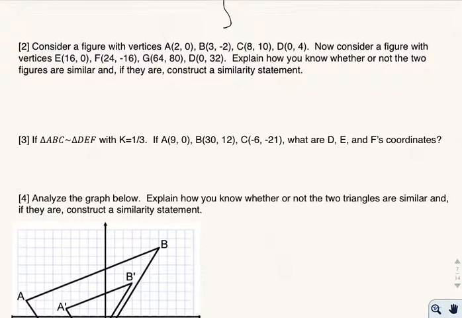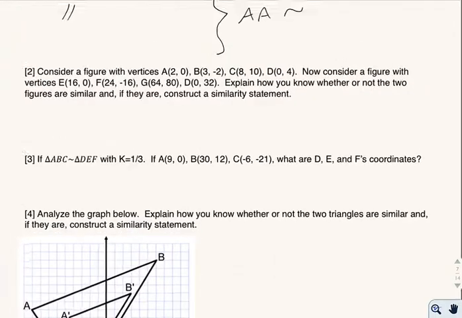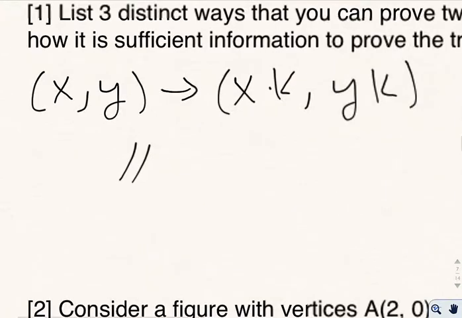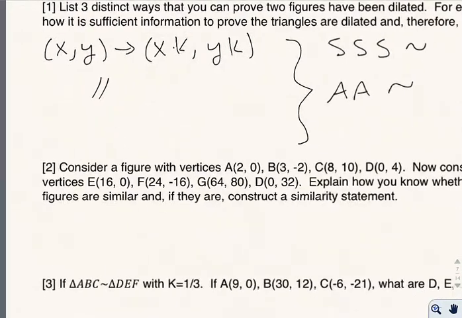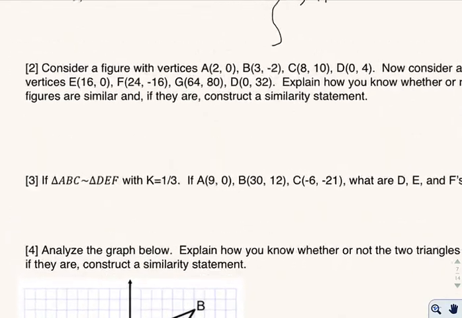So here's the meat of it. So consider this figure with these vertices, and I consider image with these other vertices. Explain how you know whether or not they are similar, and construct a similarity statement. So what I'm really trying to decide is, well, how am I going to prove a dilation? Dilations are going to give me similarity. So what I really need to decide is has it been dilated or not.